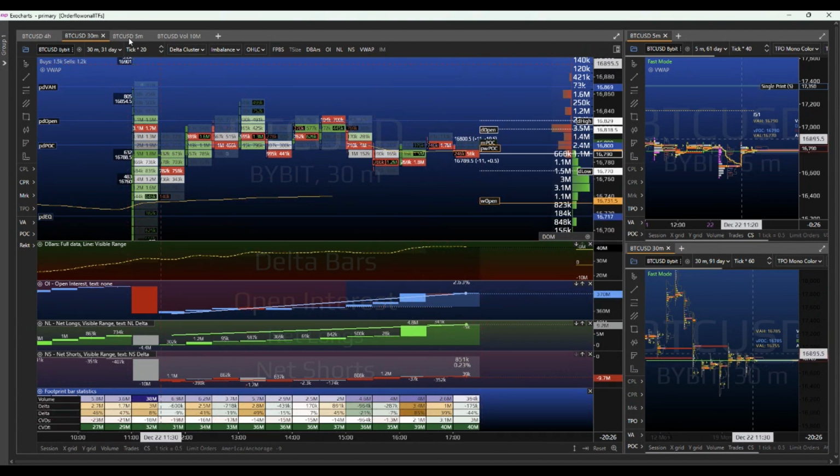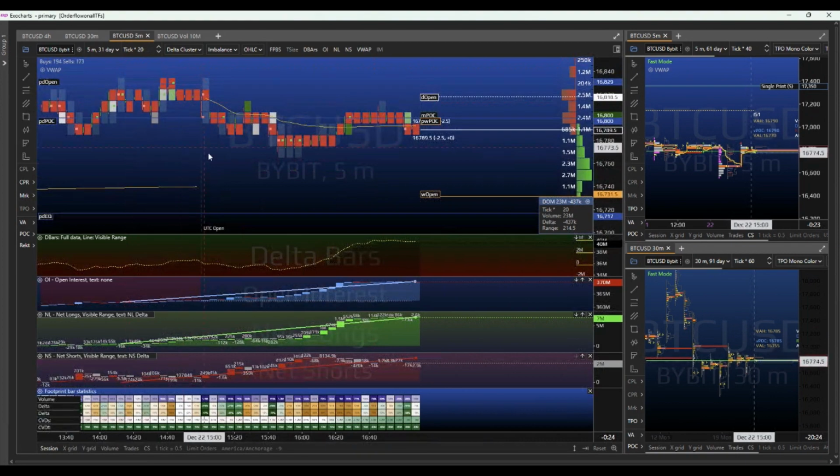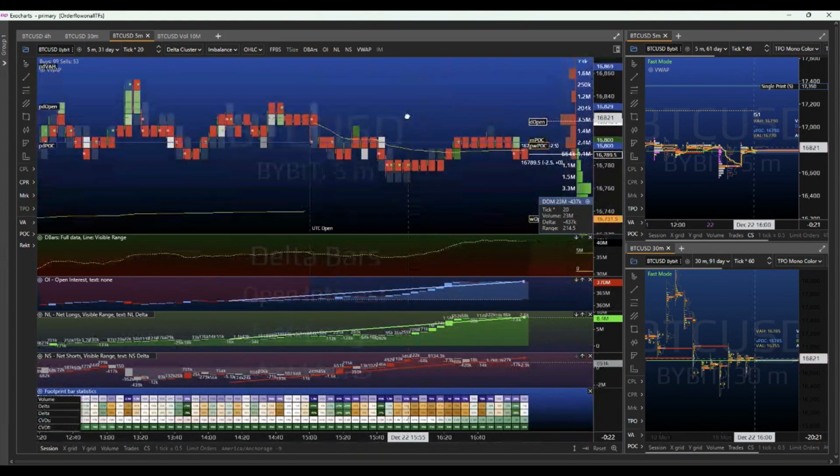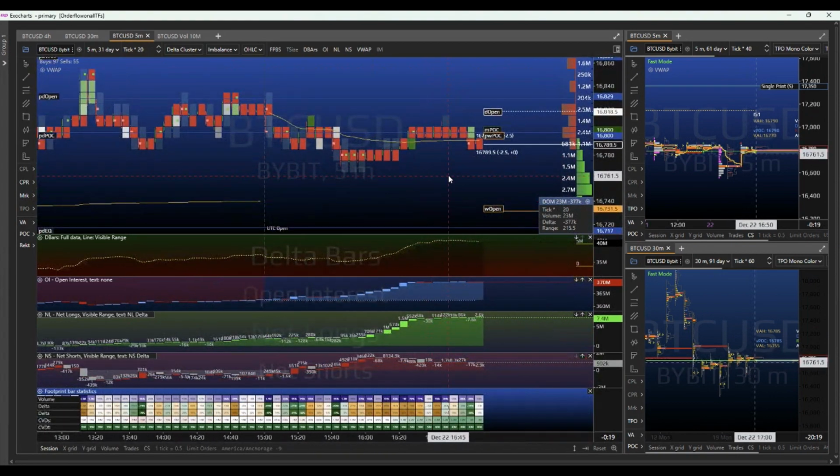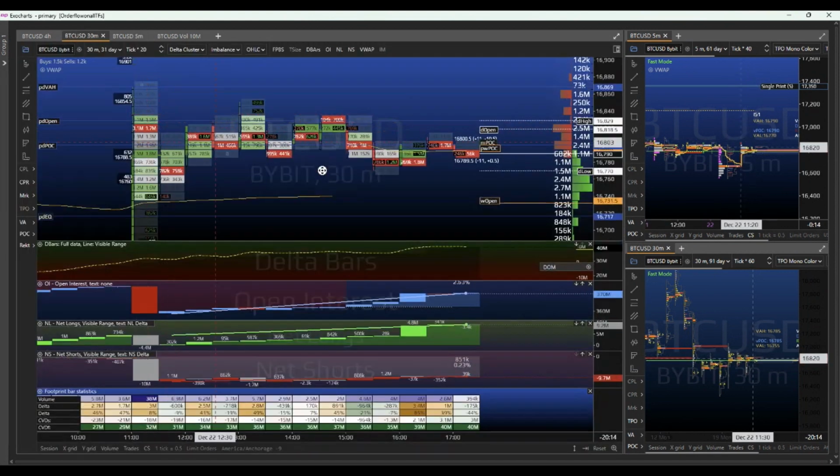Let's go on the 5 minute time frame and see what's going on here. And you see how this looks more like blocks, right? You guys notice that? It just looks blocky. It doesn't look like this, does it? It doesn't look like that.